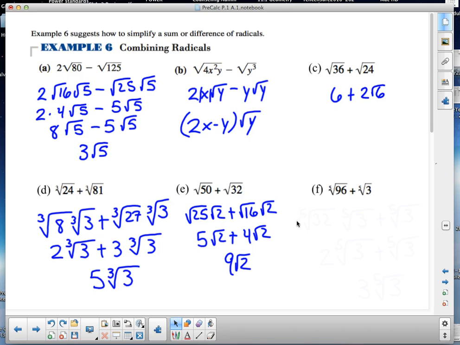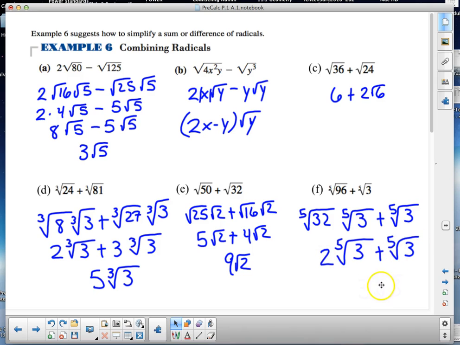Now it's 96. 96 has a fifth root, which is 32 times 3. And 3 is just going along for the ride, but it doesn't seem like it. I really looked at this 3 to help me with this 96. So I've got my index of fifth root. The fifth root of 32 times the fifth root of 3 is the fifth root of 96. And I got the fifth root of 3. Well, the fifth root of 32 is 2. And so I've got 2 plus 1, which is 3. So 3 the fifth root of 3.